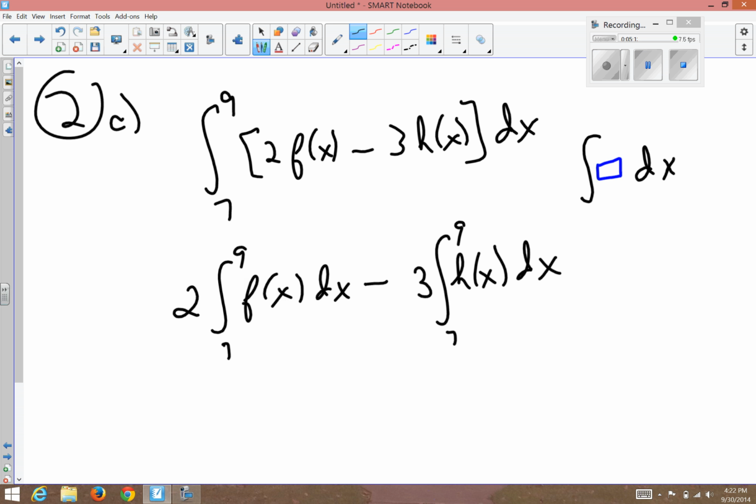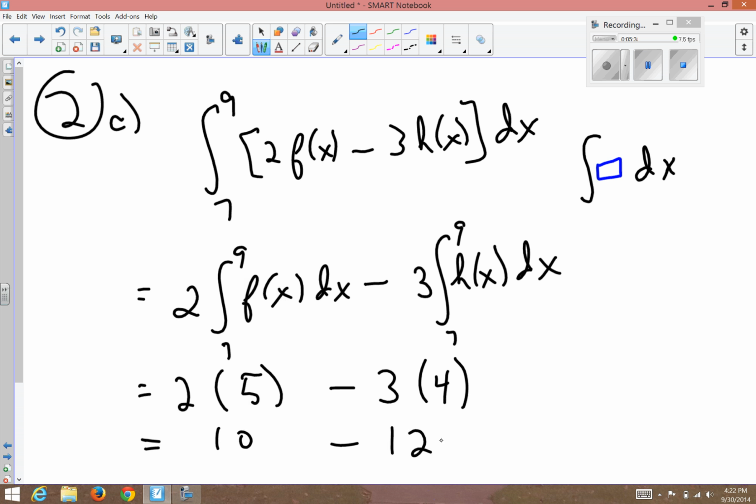And then we just get values from the directions. The 2 gets brought down. The integral of f of x dx from 7 to 9 is 5. This indicates multiplication. In the step above, copy the minus, copy the 3. The integral of h of x dx from 7 to 9 is 4. 10 minus 12. The answer to part C is negative 2.